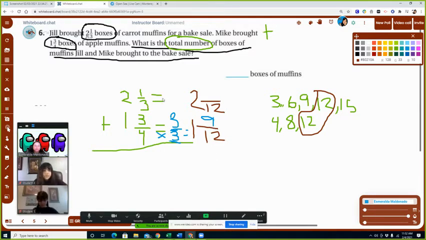And now let's do the top number. I do the same thing. I'm going to multiply both the numerator and denominator by a number that will give me 12. So 3 times what number equals 12? Vanessa? 4. 4, right? So 3 times 4 is equal to 12. And so if I multiply the denominator by 4, I need to multiply the numerator by 4. 1 times 4 is equal to 4.